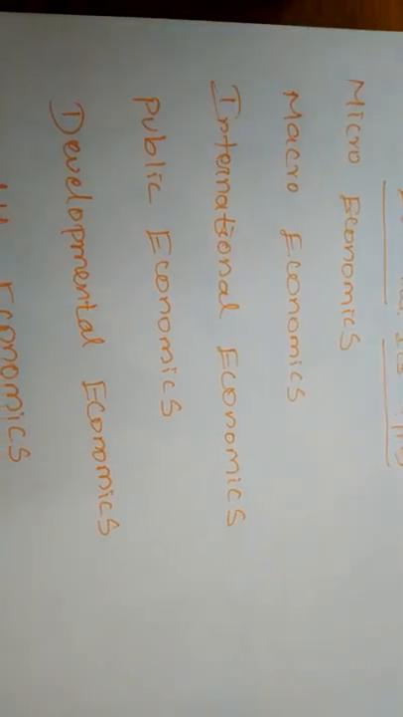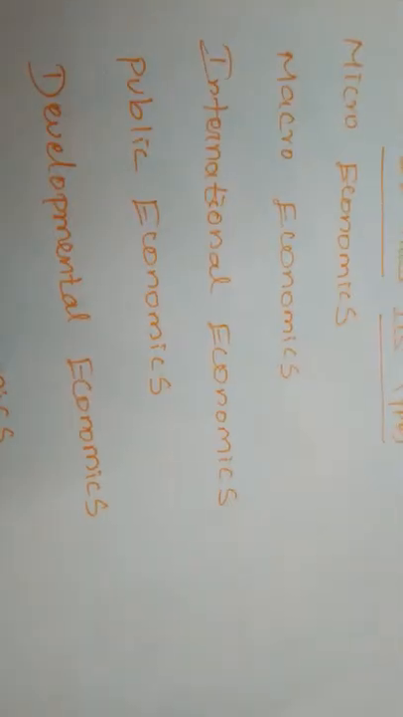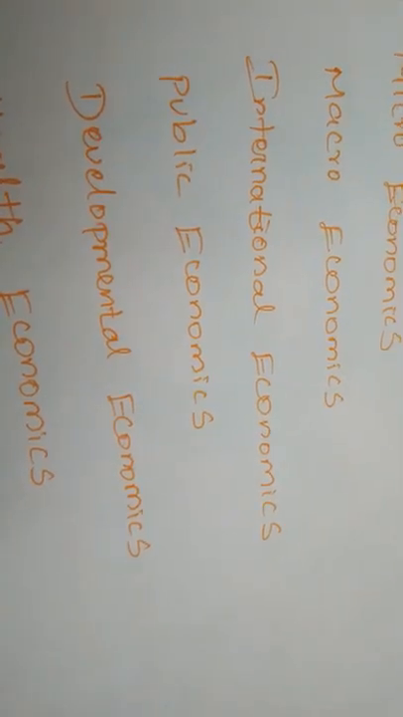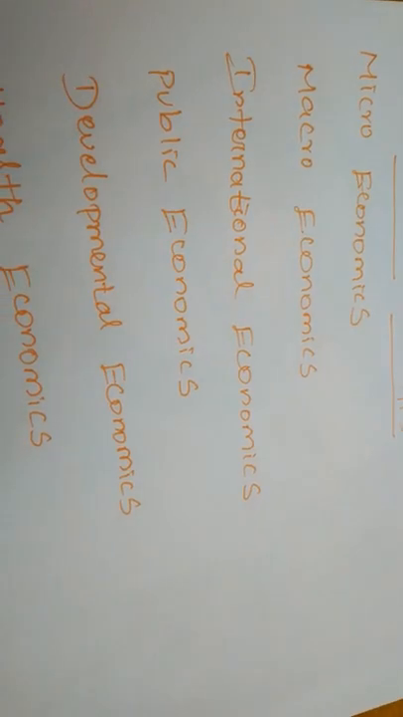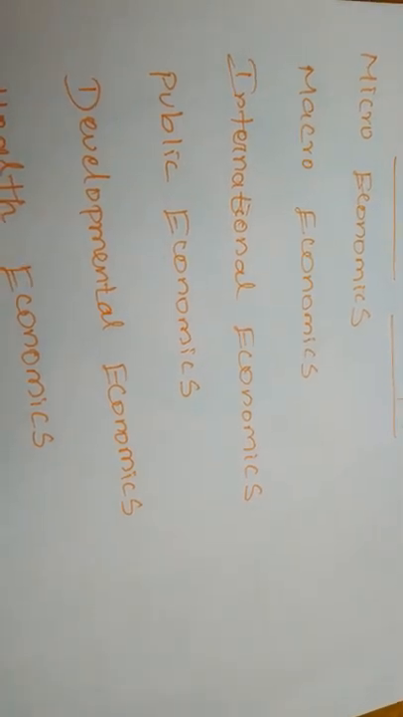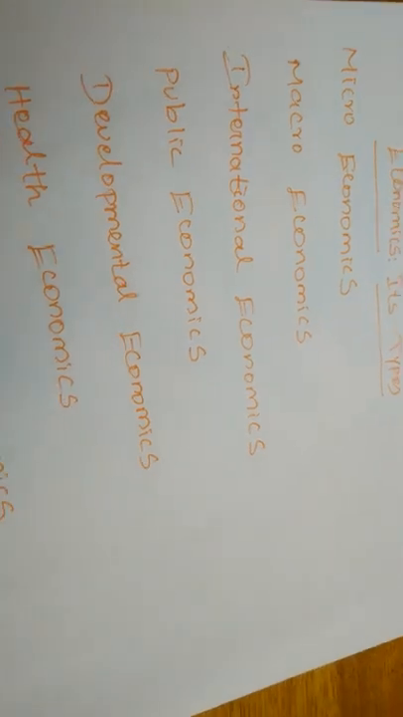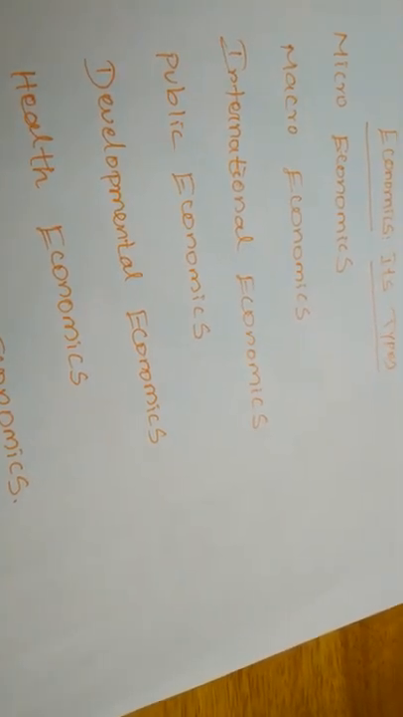And next, how the combined actions of buyers and sellers determine the prices. Normally the prices are determined by demand and supply. Demand and supply means the buyer and seller. The buyer and seller only determine the price. So price determination is explained in microeconomics only.